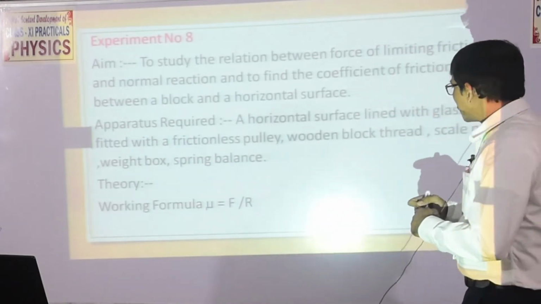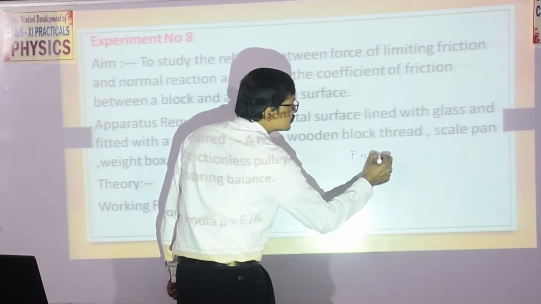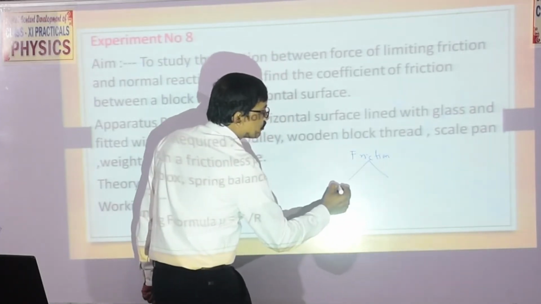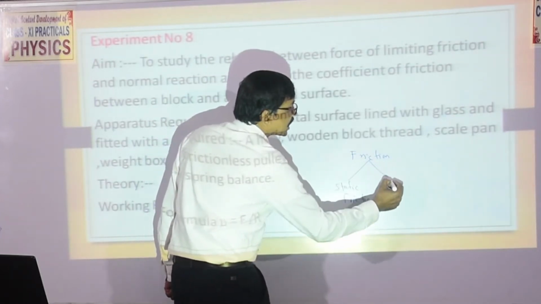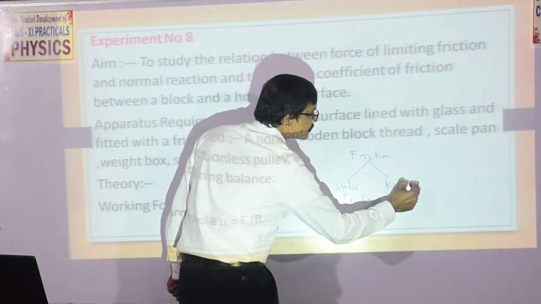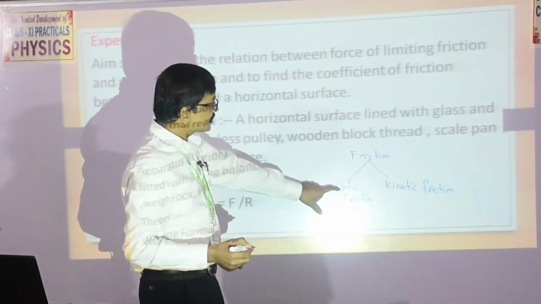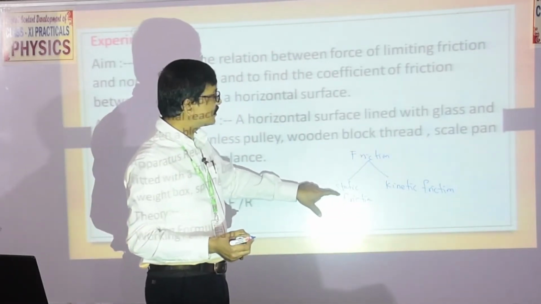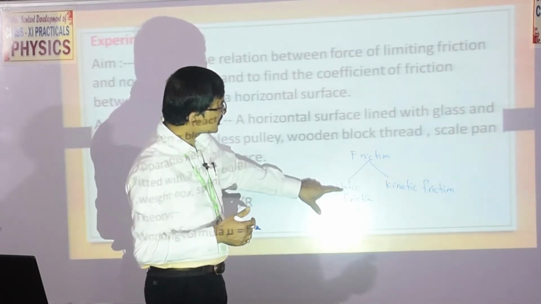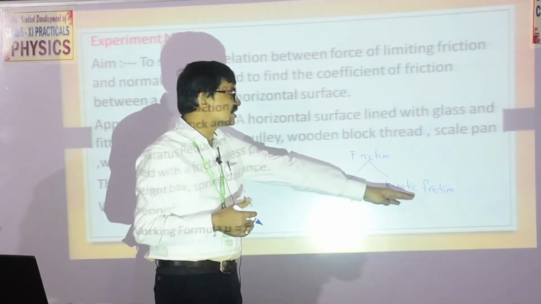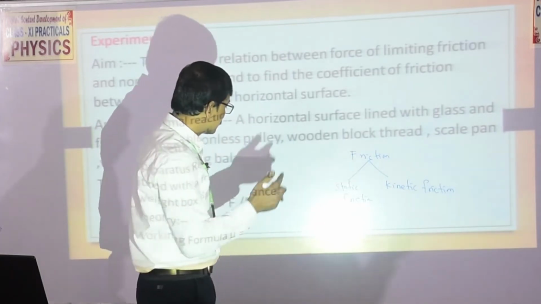Friction is of two types. One is static friction, another is kinetic friction. Then what is static friction? The force of friction which comes into play between two surfaces as long as there is no relative motion between them is called static friction. But when there is some relative motion between the two surfaces in contact, that friction is called kinetic friction.